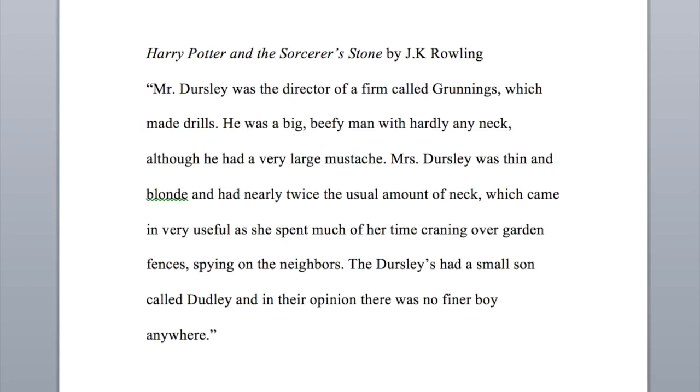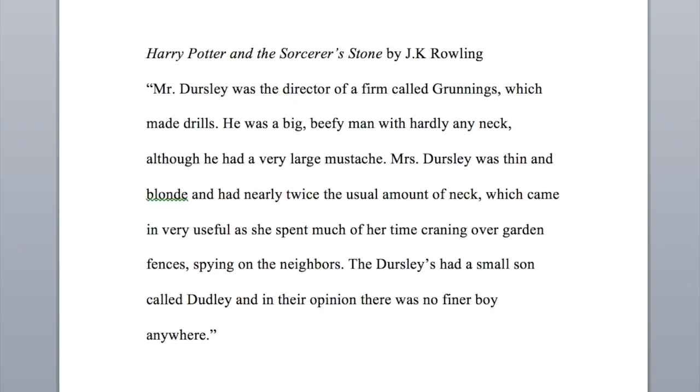Now, let's take a look at an example of good detail writing. This is Harry Potter and the Sorcerer's Stone by J.K. Rowling. Mr. Dursley was the director of a firm called Grunnings, which made drills. He was a big, beefy man with hardly any neck, although he had a very large mustache. Mrs. Dursley was thin and blonde, and had nearly twice the usual amount of neck, which came in very useful as she spent much of her time craning over garden fences spying on the neighbors. The Dursleys had a small son called Dudley, and in their opinion, there was no finer boy anywhere.